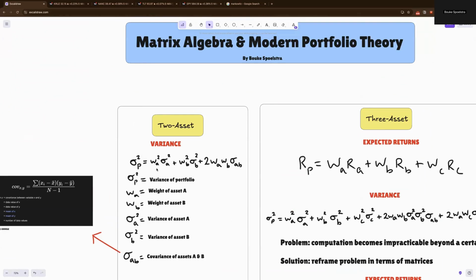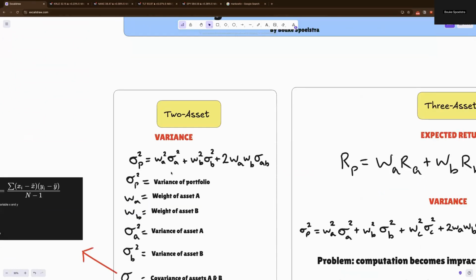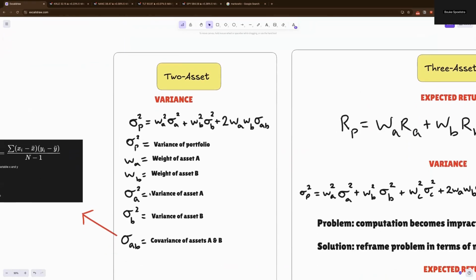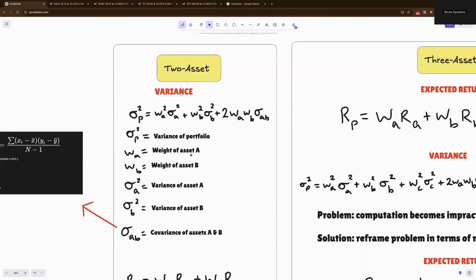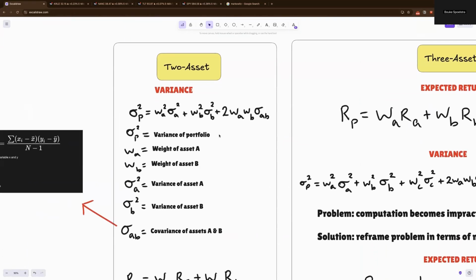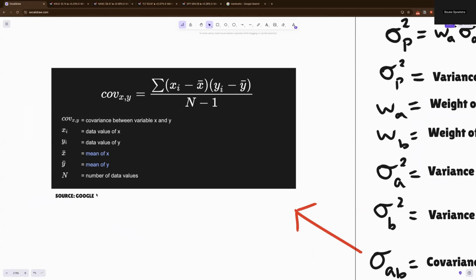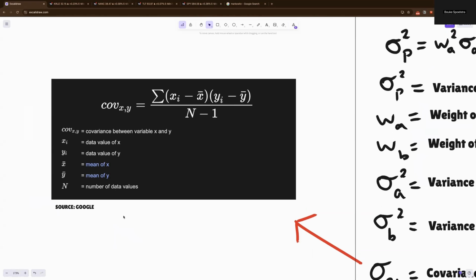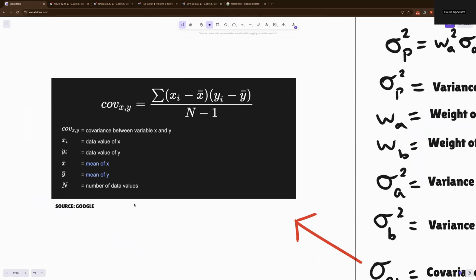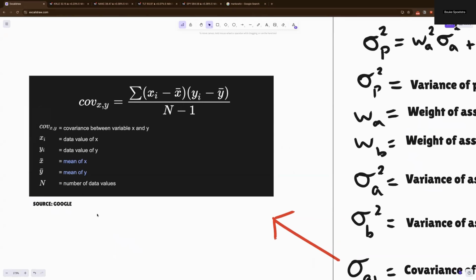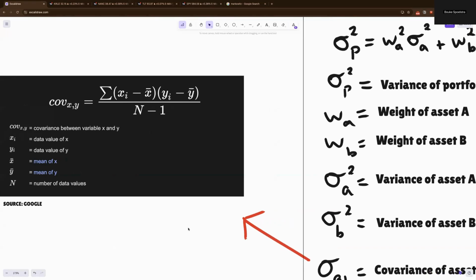So for the two asset case, this is the formula for the variance, right? We have the variance of the portfolio: the first weight squared times the first variance squared, plus the second weight squared times the second variance squared, plus 2 times the first weight, times the second weight, times the covariance of the assets. I included the formula for the covariance over here. You can go ahead and check that out, but that's going to be important. This is basically how the returns move together. So that'll be important for the matrices later.